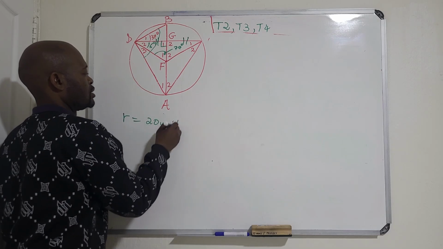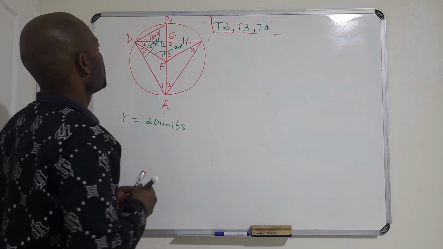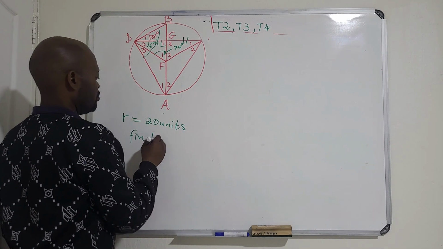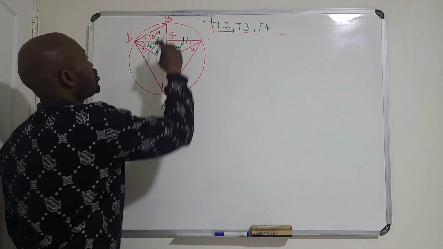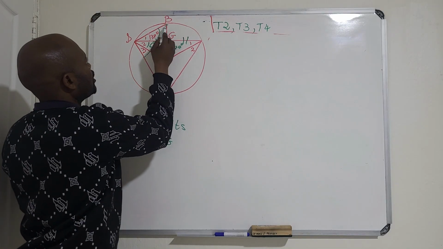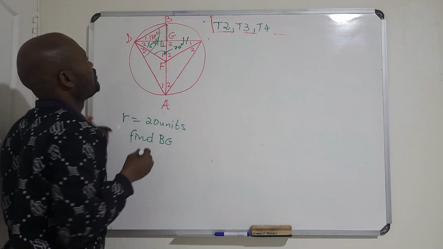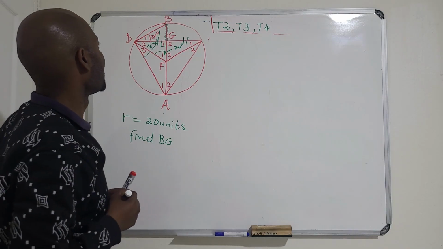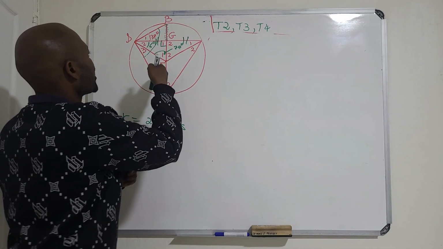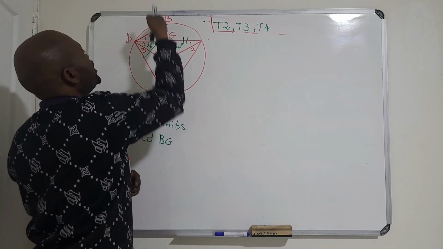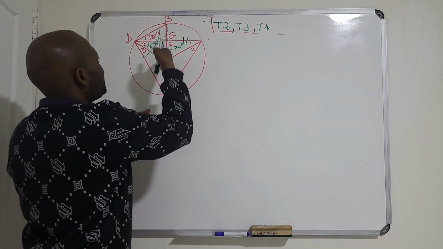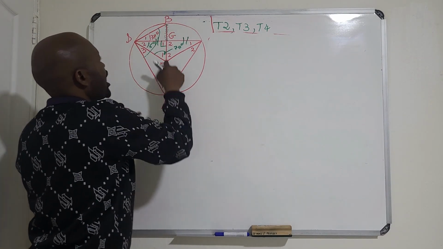20 units, they say we must find BG. So we must find this length here. And for us to find that length there, we can find FB, or we can find FG.